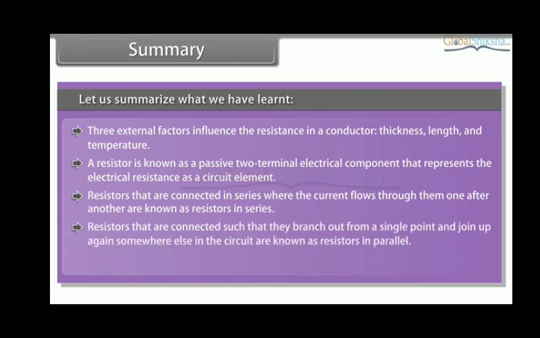Resistors that are connected such that they branch out from a single point and join up again somewhere else in the circuit are known as resistors in parallel. Electric power is the rate at which electric charge is transferred by an electric circuit.